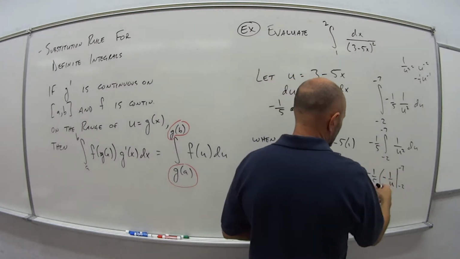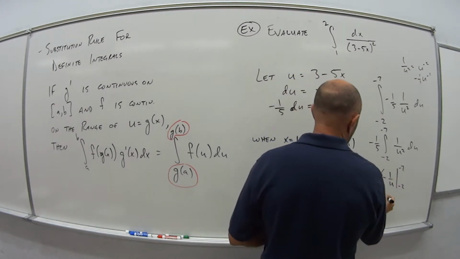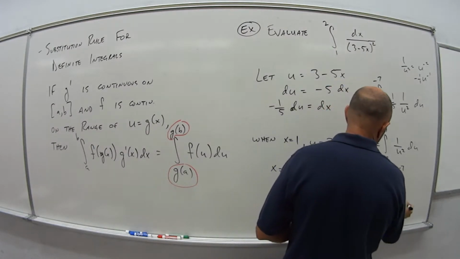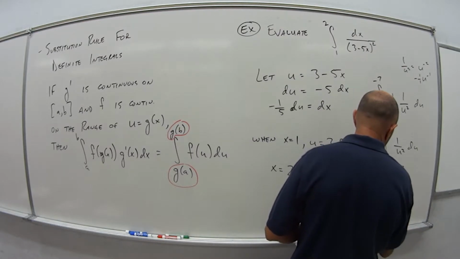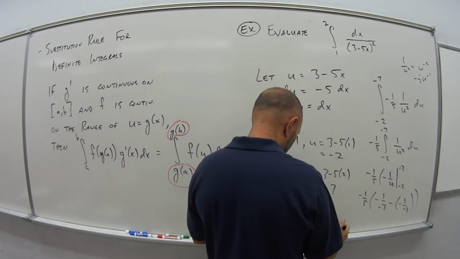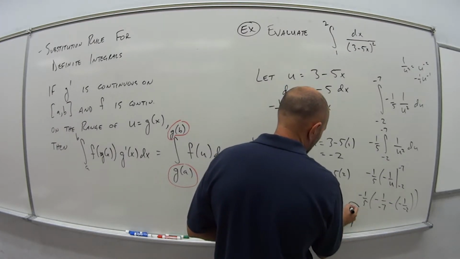And when I plug these values in, I get -1/5 times, and then -1 over 7 minus -1 over -2. And when you do all the calculations, you should end up with positive 1/14.